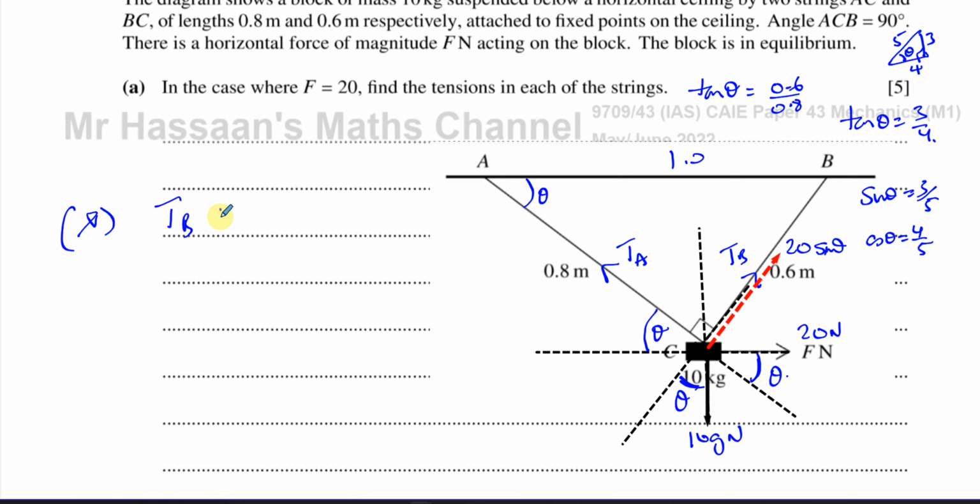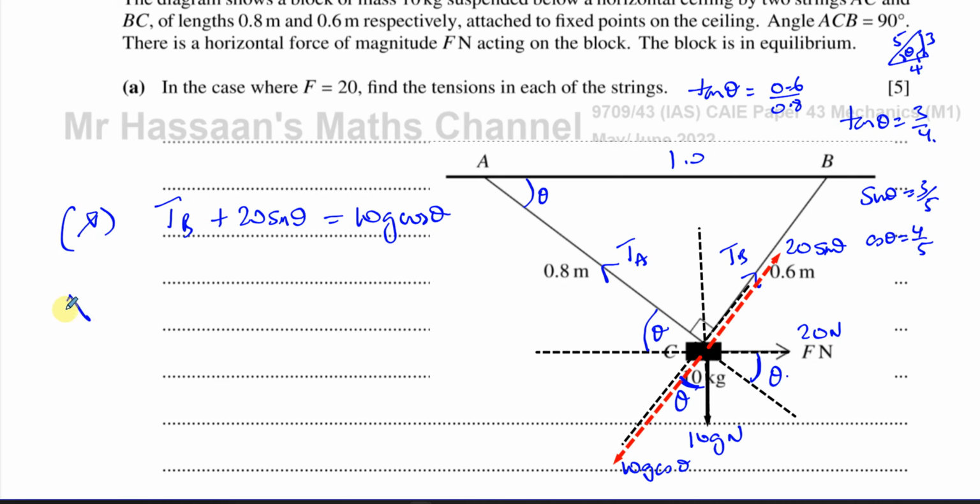So this is TB plus 20 sine theta, and that's equal to this force resolved in the direction parallel to TB. It's going to go in the opposite direction to TB, parallel to it, but going into the angle, so it's 10g cosine theta. So TB plus 20 sine theta equals 10g cosine theta, because it's in equilibrium. Now that's the direction of TB.